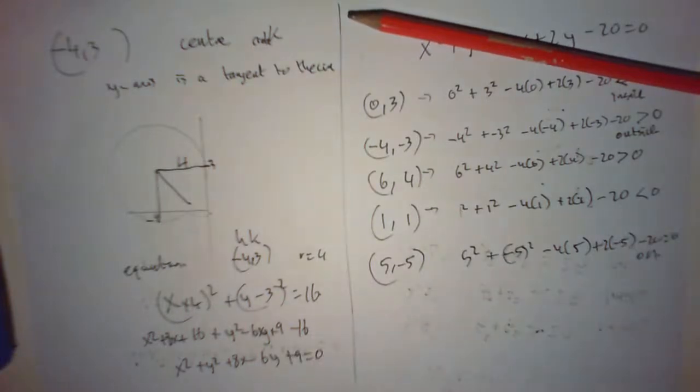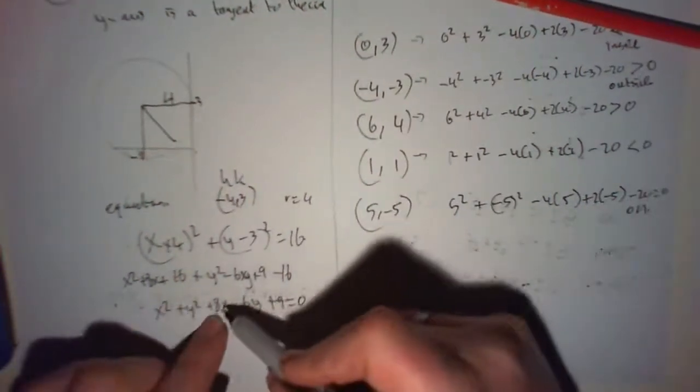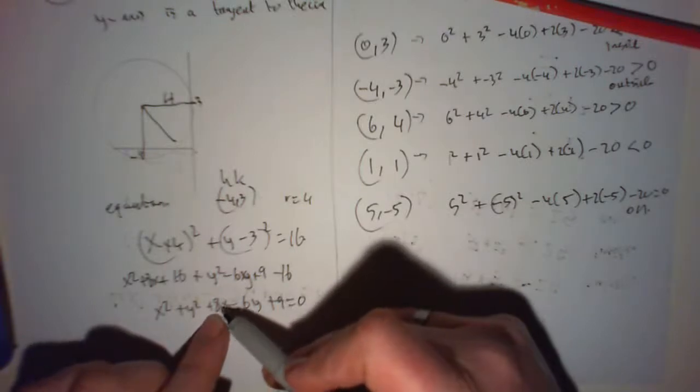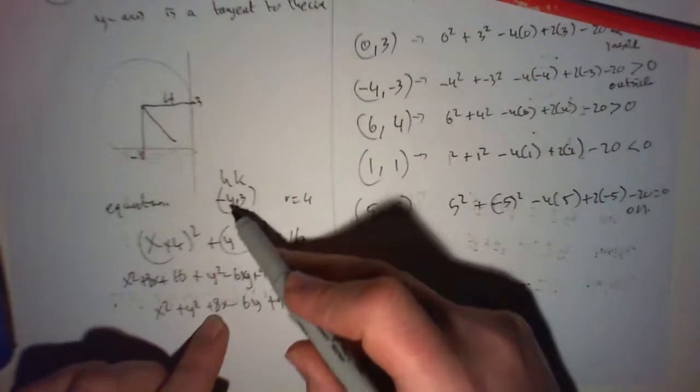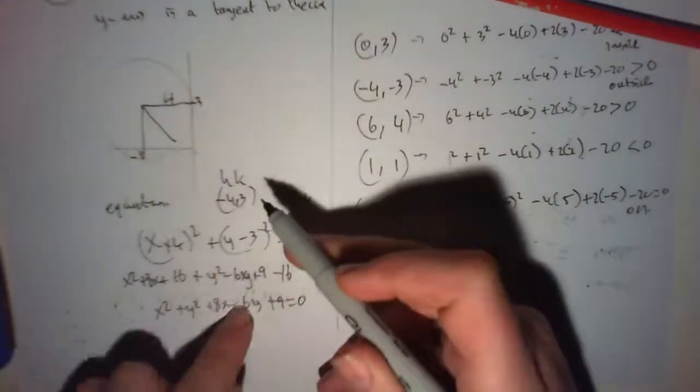Now, how do I know I'm right? If I am right, that is, and that is the correct form of it. How do I know I'm right? Well, I can just read it off. Half of 8, or half of 8 and change the sign, is minus 4. Half of minus 6 and change the sign is 3. So that bit is right.